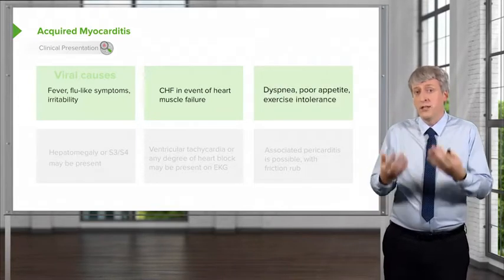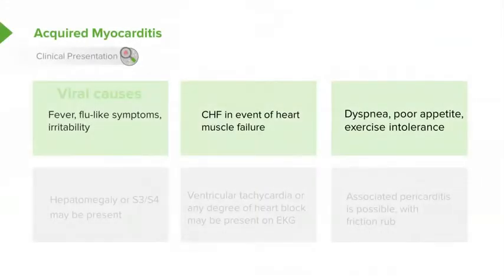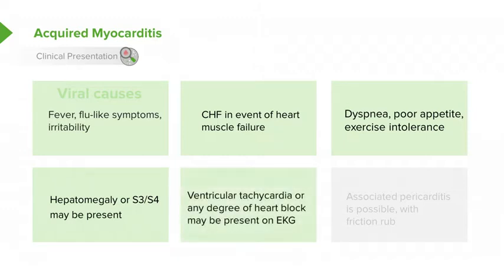They can develop dyspnea. They can have a poor appetite. They can have exercise intolerance. You may notice hepatosplenomegaly, or an S3 or an S4 on exam. Remember, the S3 and the S4 are a resulting sound from a non-compliant stiff ventricle. Well, if that myocardium is inflamed, it's not going to be very compliant.